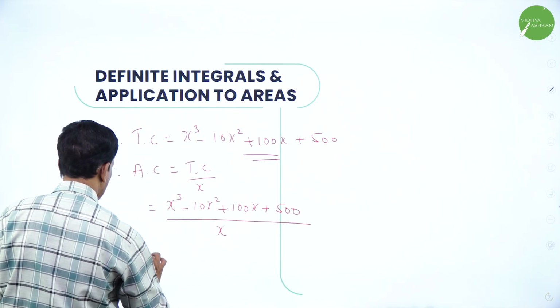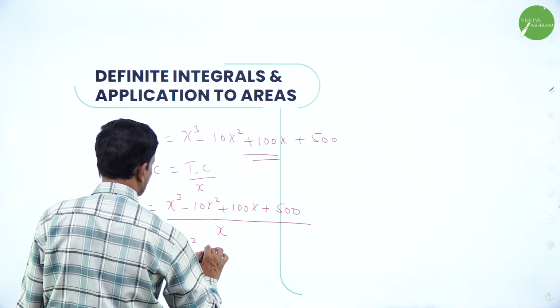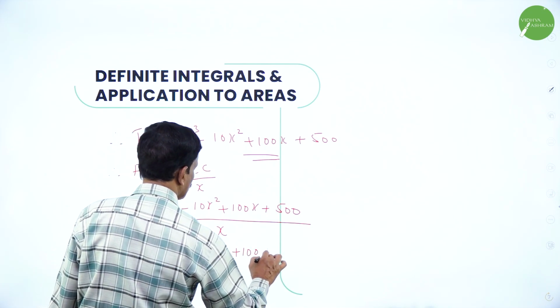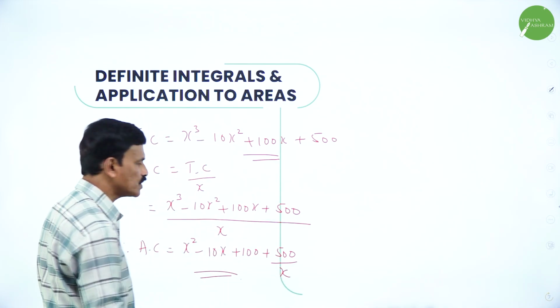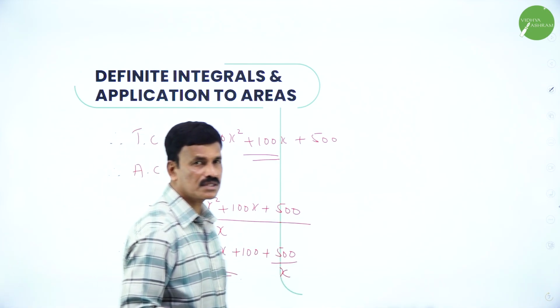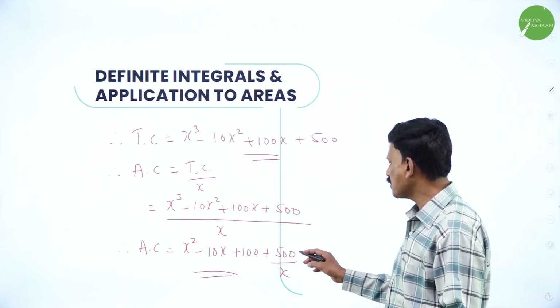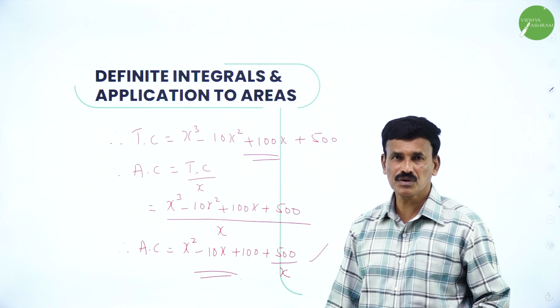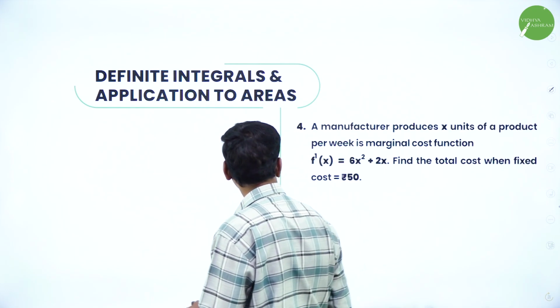So therefore the average cost is equal to x cube by x, which is x square, minus 10x plus 100 plus 500 divided by x. That is the average cost function for the given function. So x square minus 10x plus 100 plus 500 divided by x is the average cost. Hope you followed. Just divide by x, that's it. Now on to the next problem.